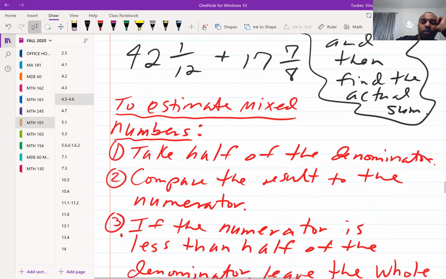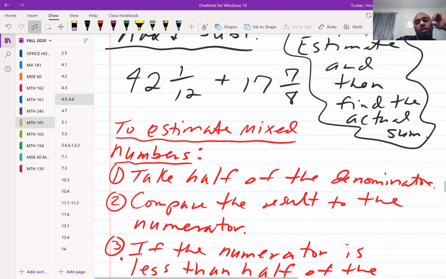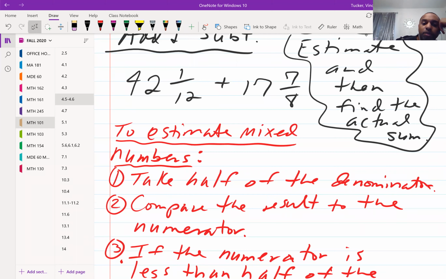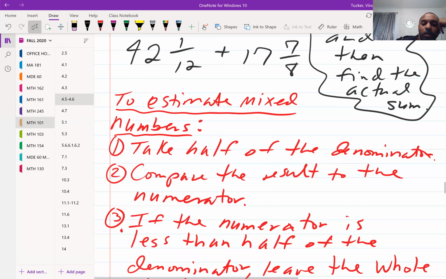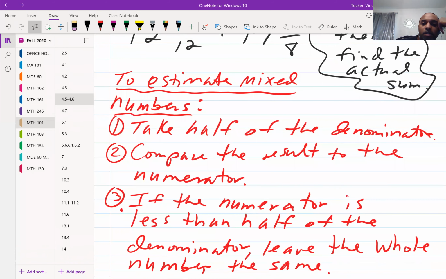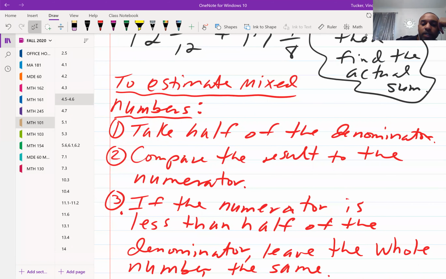And so here are the directions to estimate mixed numbers. First thing we would do is take half of the denominator, compare the result to the numerator. If the numerator is less than half of the denominator, leave the whole number the same.